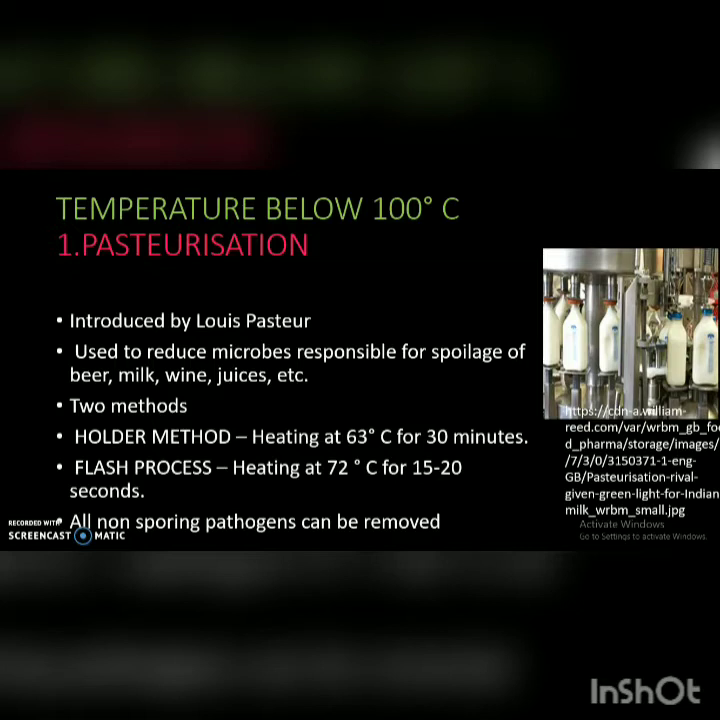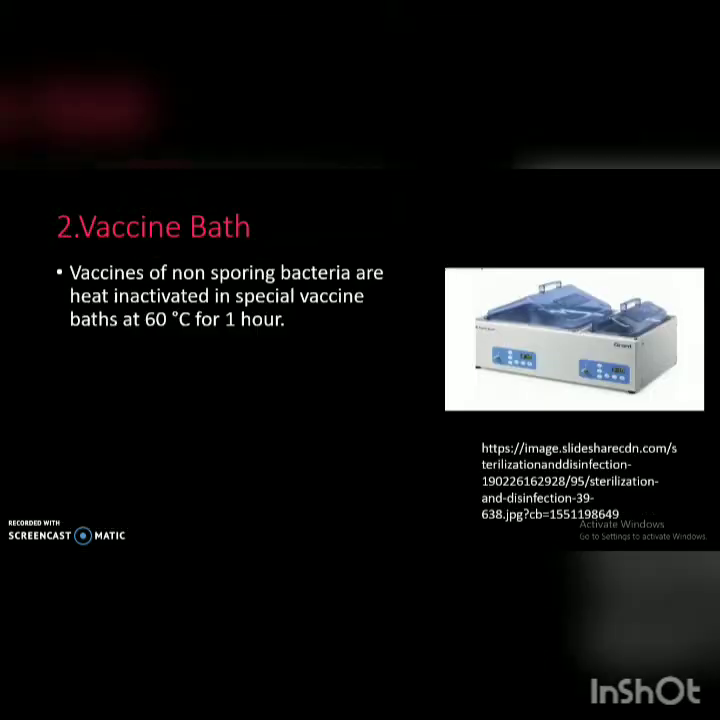Two methods are there, Holder method and flash method. In Holder method, heating is done at 63 degrees Celsius for 30 minutes. In flash method, heating is done at 72 degrees Celsius for 15 to 20 seconds, followed by sudden cooling. All non-sporing pathogens can be removed by this process.